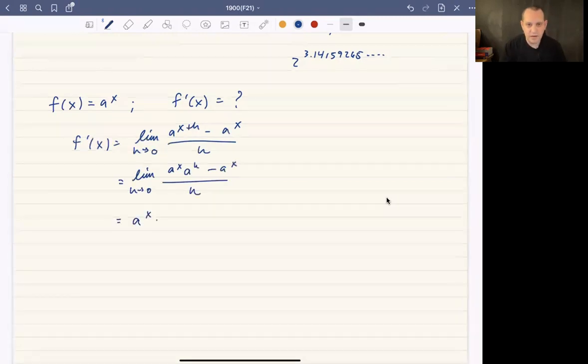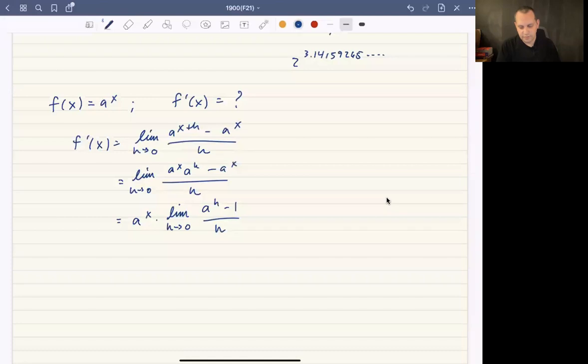And x is independent of h, which is the variable in our limit. So we can actually bring that outside of the limit. And what we have left is we have to look at this limit of a to the h minus 1 over h. And of course, this is going to be 0 over 0, like all the interesting limits that we talked about in Calc 1 as well. And we have to think about what this limit is going to be.